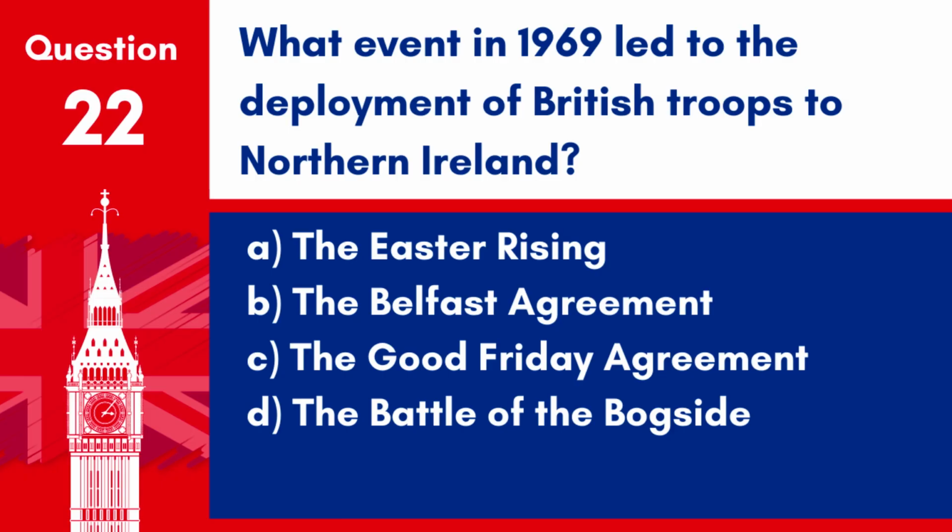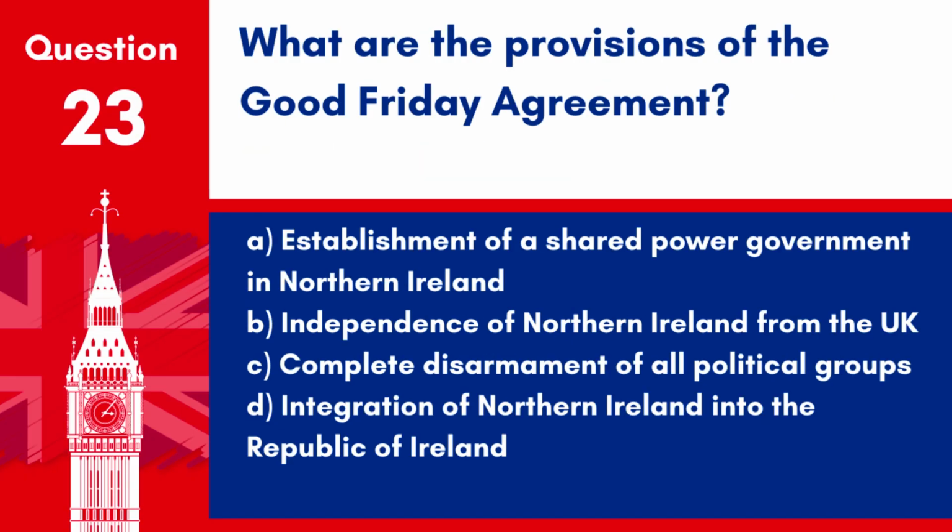Question 22. What event in 1969 led to the deployment of British troops to Northern Ireland? A. The Easter Rising. B. The Belfast Agreement. C. The Good Friday Agreement. D. The Battle of the Bogside. Answer: D. The Battle of the Bogside. This event in 1969 was part of the larger conflict known as the Troubles, leading to the deployment of British troops.